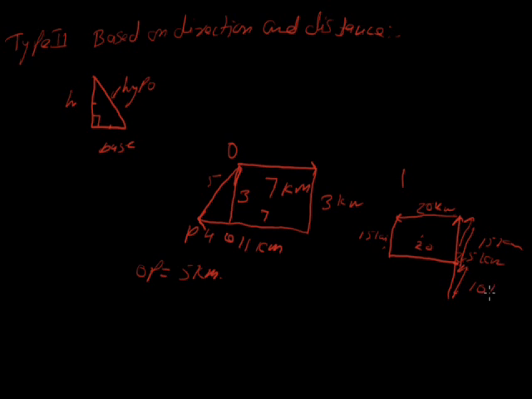But the question is in which direction he is from its initial position. We can say that from its initial position he is in north direction. So this is type second, based on direction and distance, and the last type based on angle. Type third, based on angle.